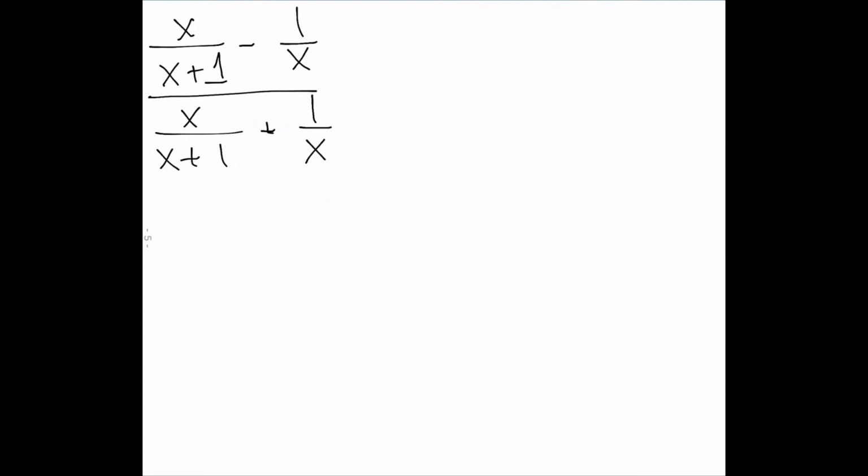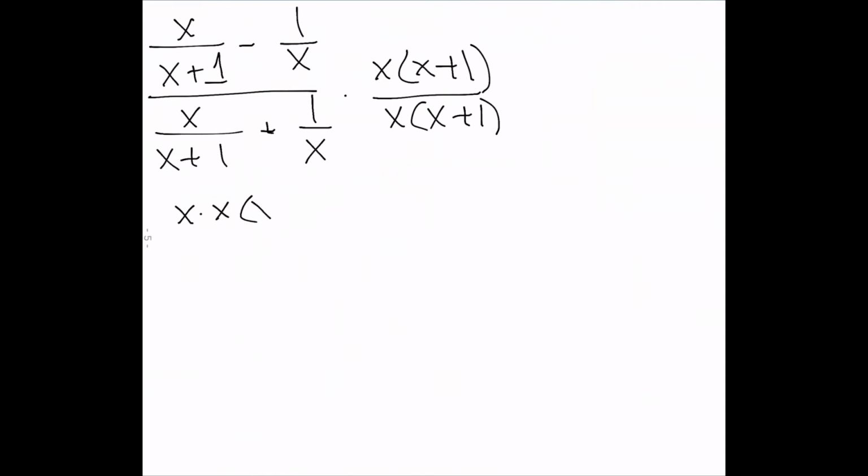For the second method, it's going to be a little different. I'm going to repeat my last example. For this, I'm going to consider what is the least common denominator of all of the fractions. On the top, I have an x and an x plus 1, and on the bottom, I have the same thing. So I'm going to multiply this entire fraction by the least common denominator divided by the least common denominator.